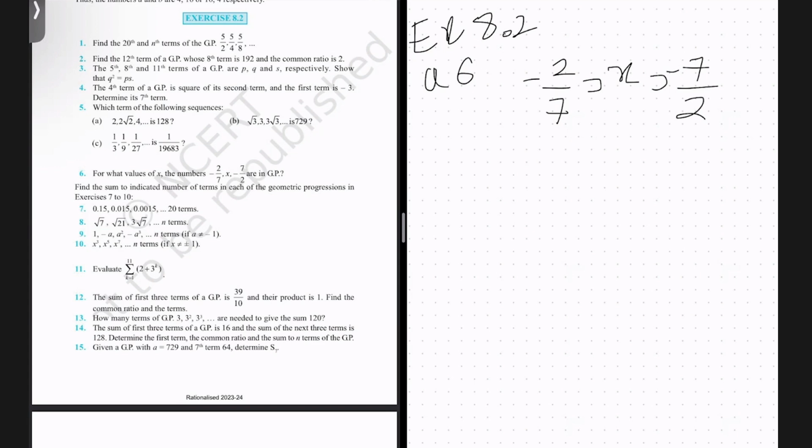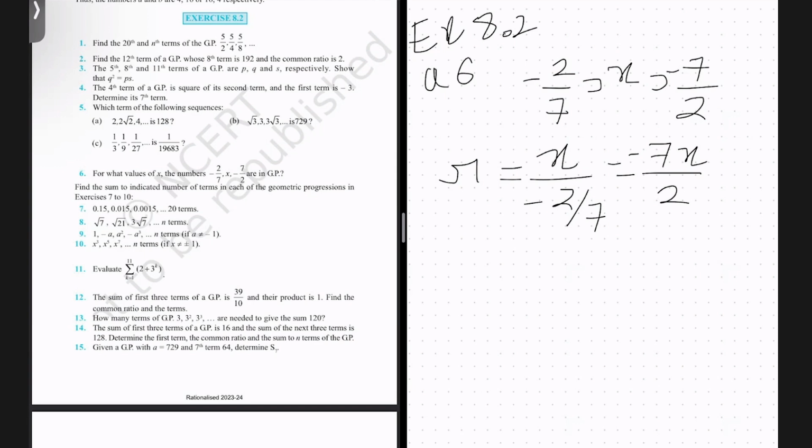If these terms are going to be in the GP, can I say that the common ratio of these terms could be expressed as second term divided by first term, which is nothing but x divided by minus 2 by 7, which when you simplify is minus 7x by 2. Correct. Is this fairly simple, fairly straightforward to understand?